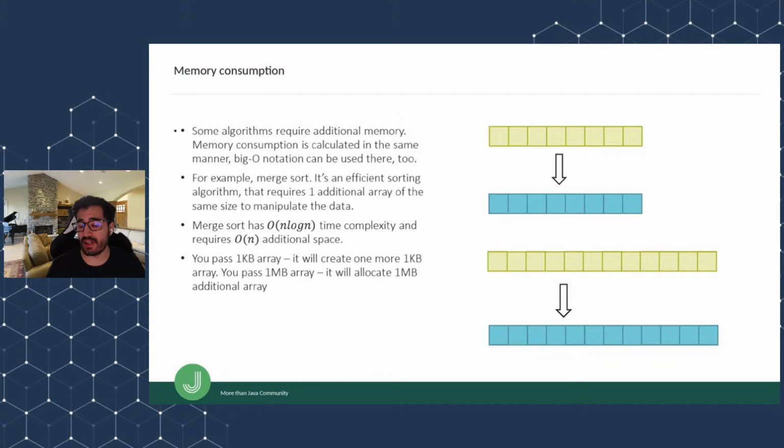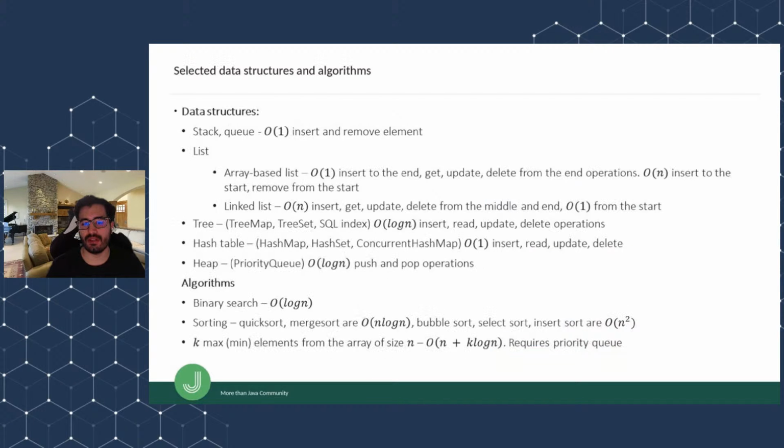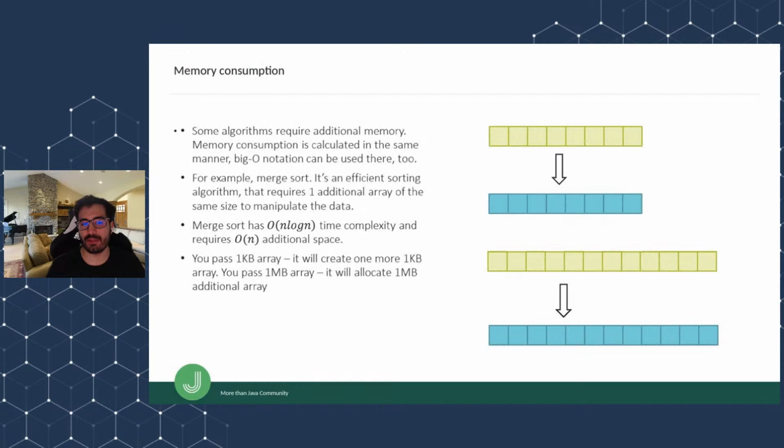It is fast when it comes to performing a sorting operation, but it requires more space for every item that it is trying to order. And this can be seen here in this explanation. If you pass a 1 KB array, it will create 1 more KB of array just to order it. If you pass a 1 megabyte array, it will allocate 1 megabyte more just for the process of ordering.